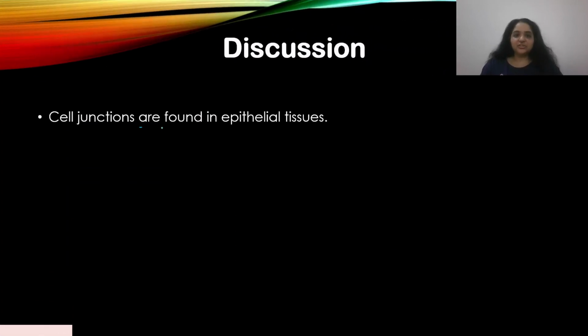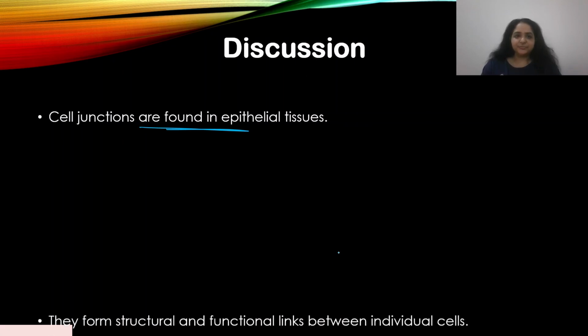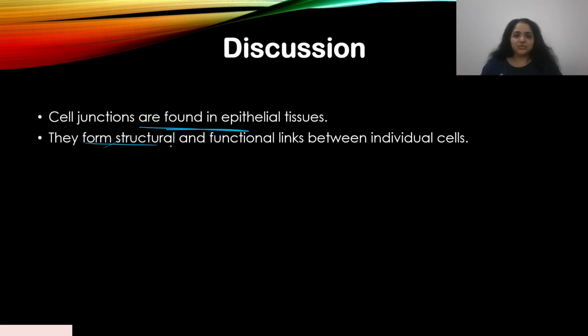So cell junctions are found in epithelial tissue. When we discussed tight junctions, adherent junctions and gap junctions, these different types of junctions are mostly seen in epithelial tissues. Okay, clear? I guess we can move on. We've already discussed the definitions of each type. Yeah, they form structural and functional links between individual cells.